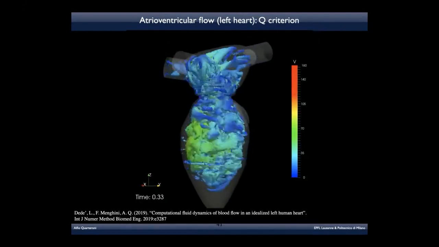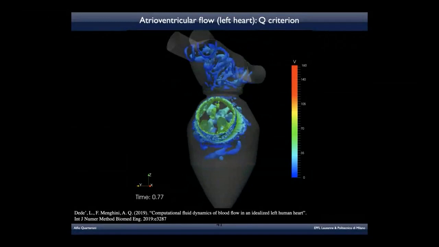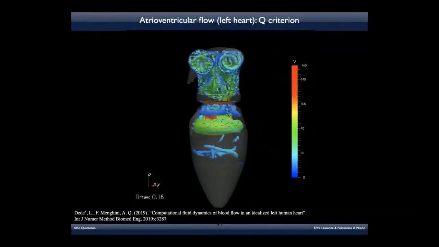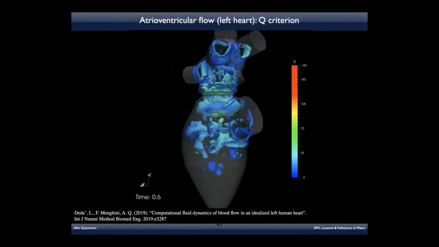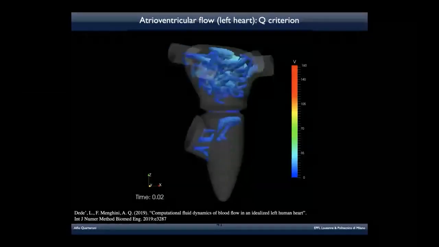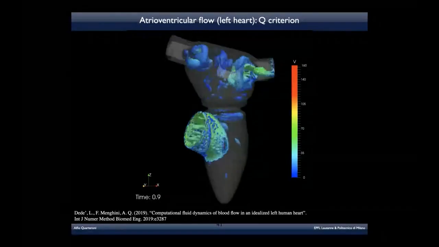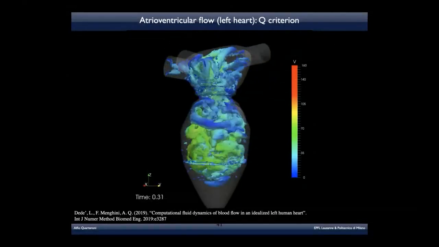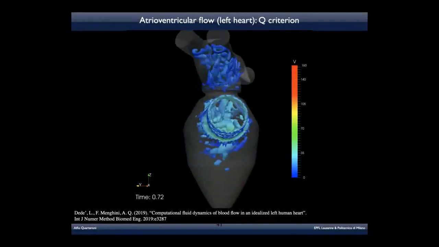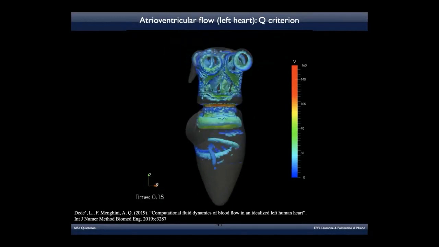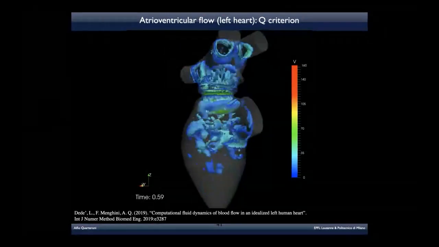These are the coherent structures, the vortices that are created in our heart, right? And the fact that there is this mixing of blood is very important to ensure that there is no stagnation point. There are no points where a blood particle can stay and never move, because this will create coagulation, and this will be very, very dangerous for us.